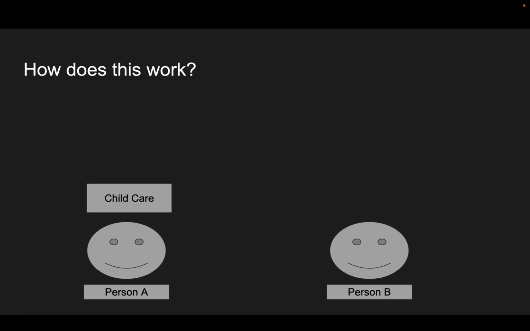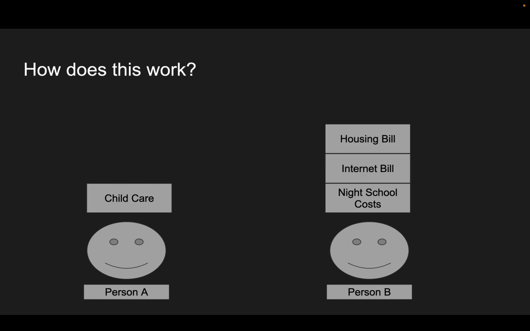Now let's look at how this measurement approach would work with an example. Take person A and person B. Assume everything between them is the same, excluding the factors we will be discussing. Also assume all factors will cost the same. Person A has 2 children they must care for, so child care would be added to the threshold, increasing their threshold by X amount. Now, person B is paying for night classes, which would now add to their threshold. On top of night classes, person B lives in an apartment where they must pay a housing and internet bill. This would be added to the threshold.